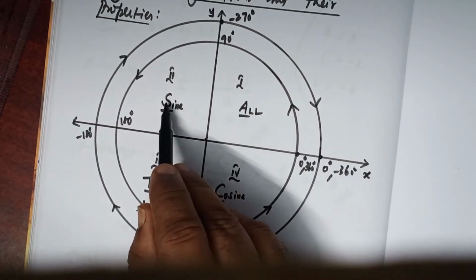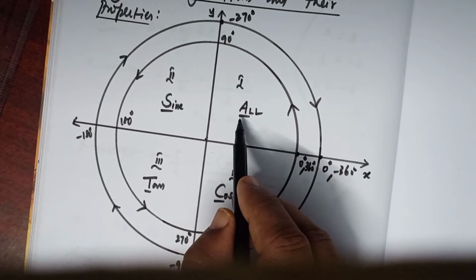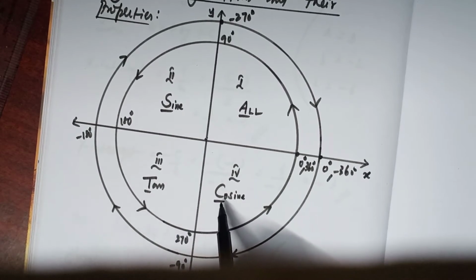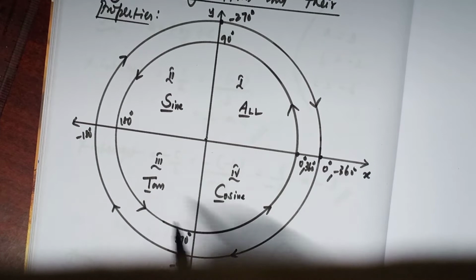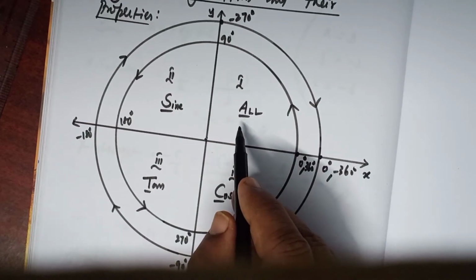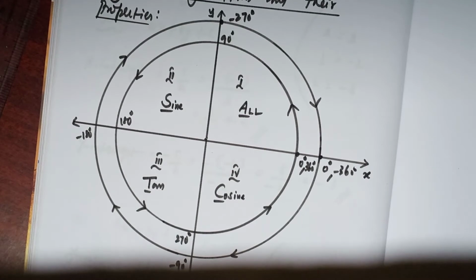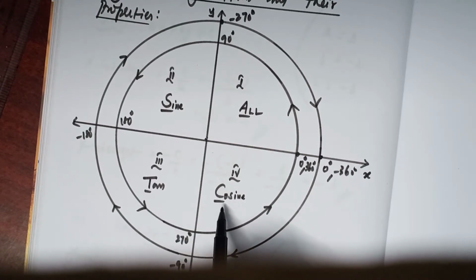So A, S, T, C. For easy remembering, we can consider as all students take coffee, or all silver teacups. Just for remembering only I'm telling, right? Again I tell you, here all positive. Sine and cosecant only positive, tan and cot only positive, here cos and secant only positive.